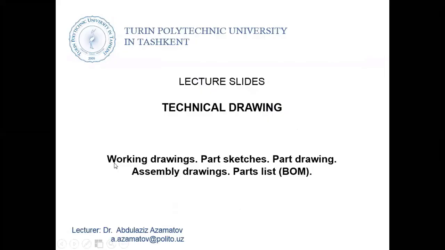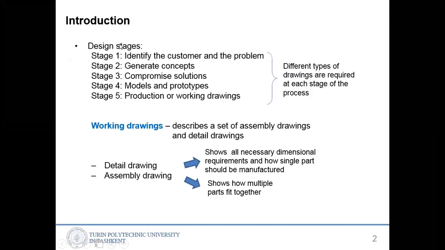About working drawings, part sketch, part drawing, assembly drawing, part list, and PDM, PLM things. So how to manage all that information, how to make it real, like how to make a product by using those documentations. So we're talking about this. As an introduction, I'd like to show just the stages of production. What kind of stages there are until the production of the part or the product.